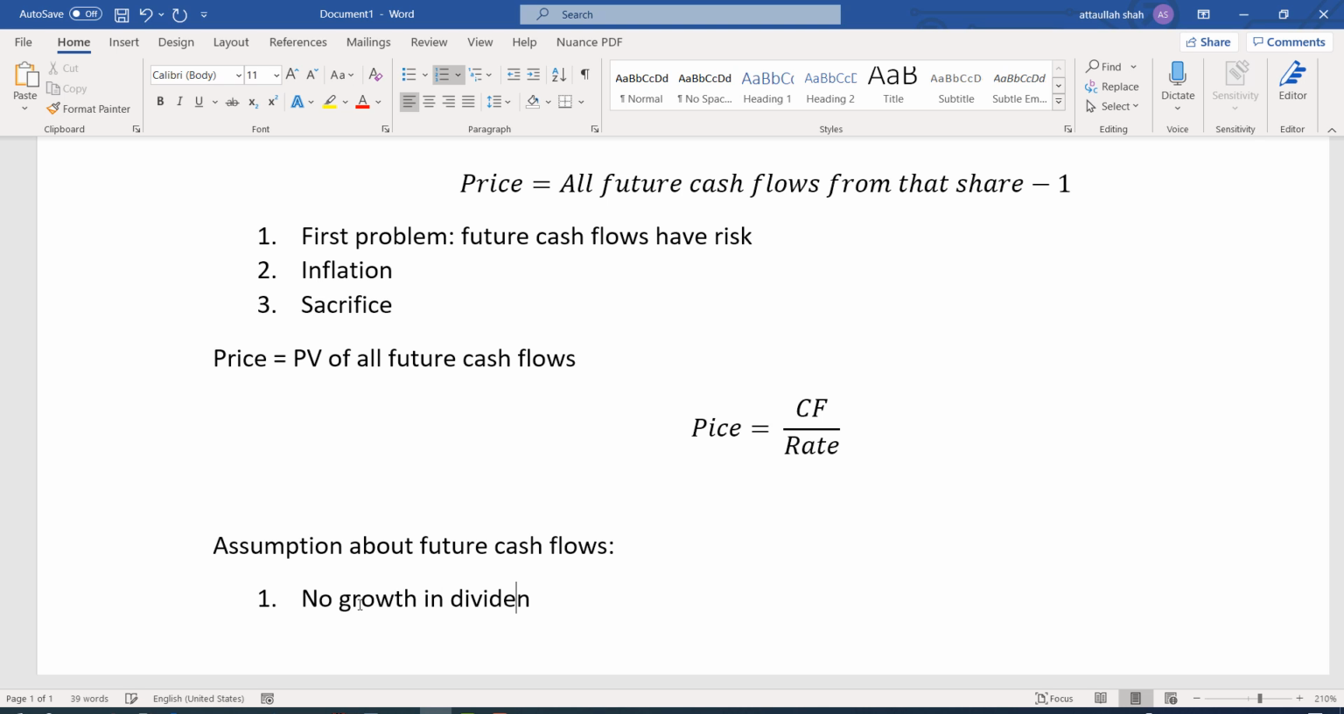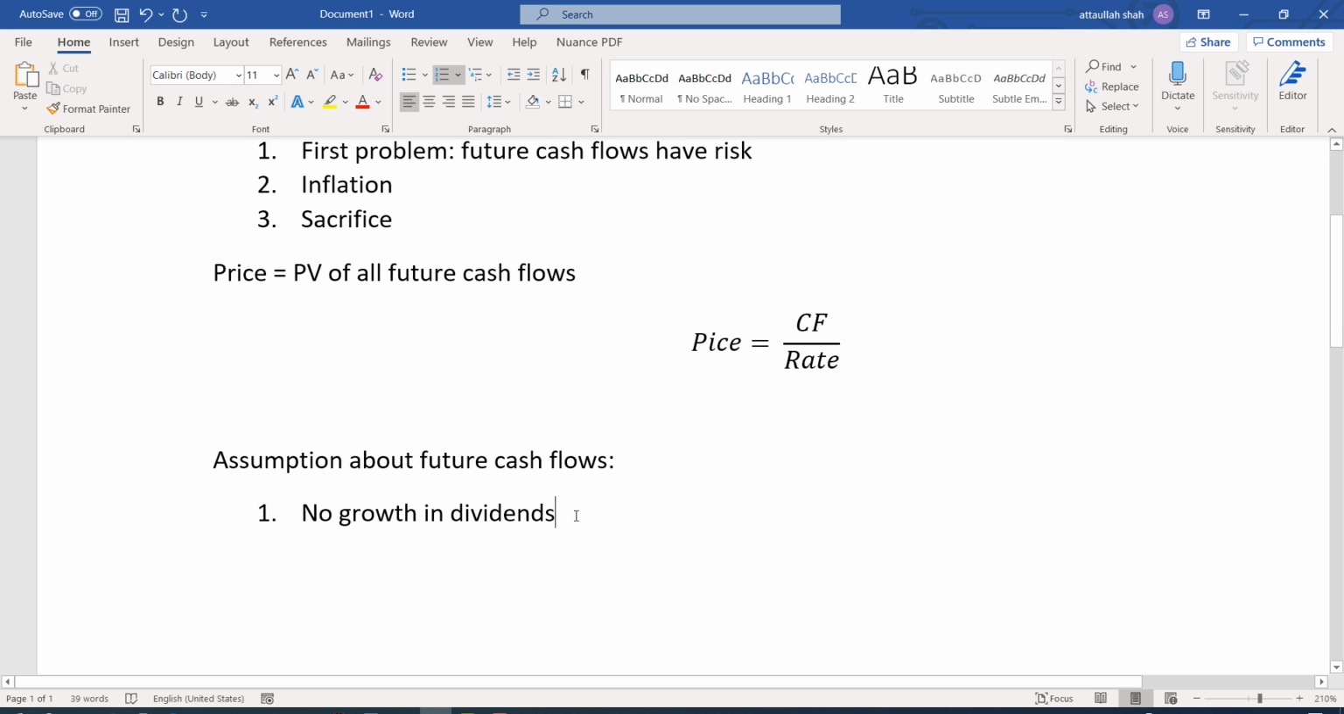First of all, let's discuss why I'm using the word dividends. If you have a share price, then if you have a share of a company, can I ask what sort of cash flow do you receive from that share?